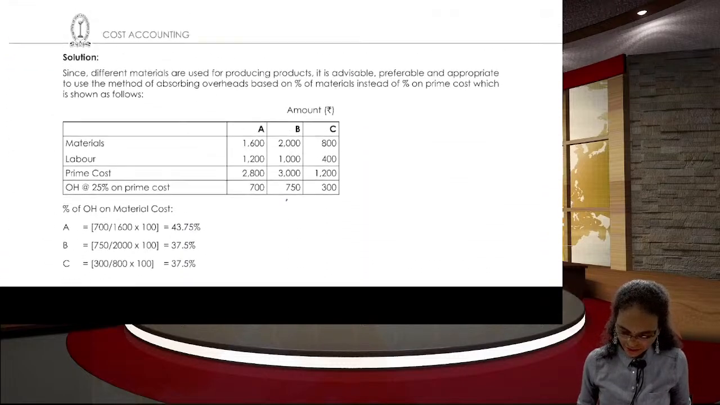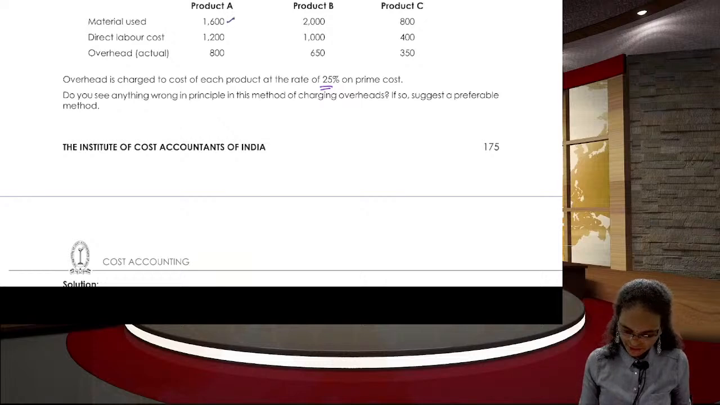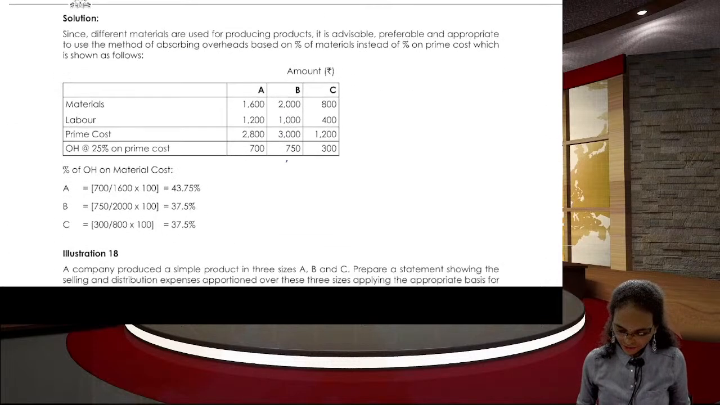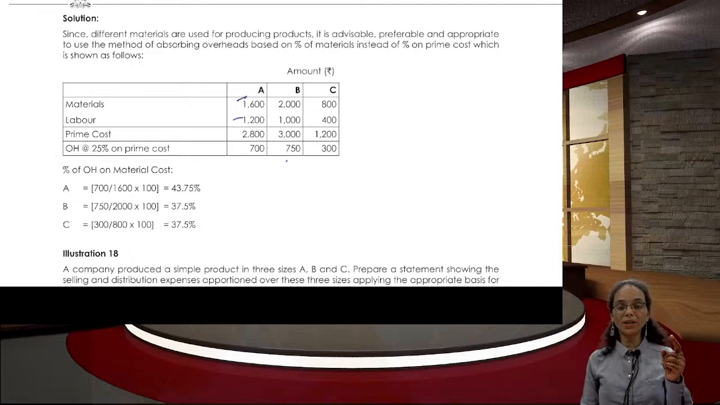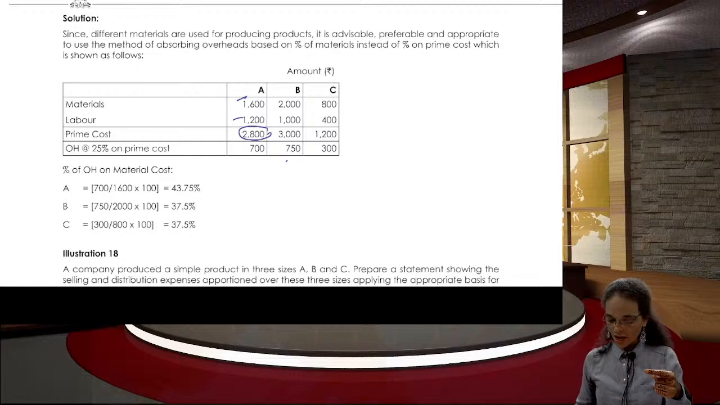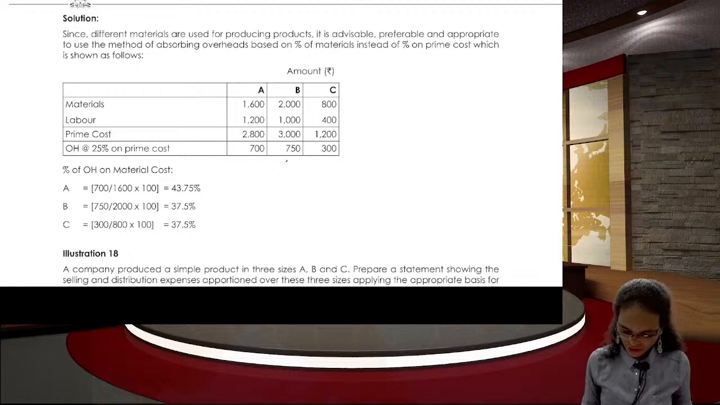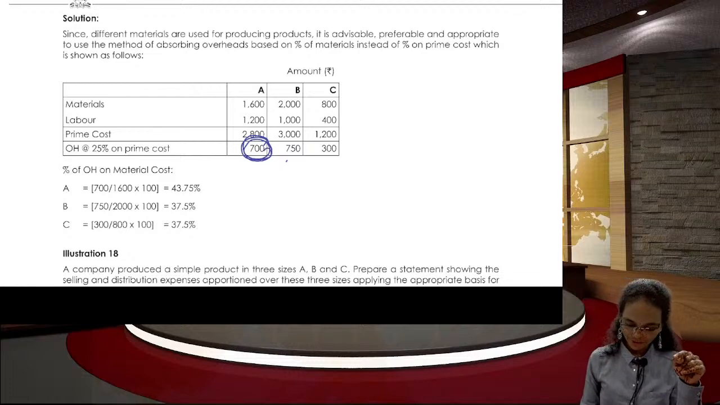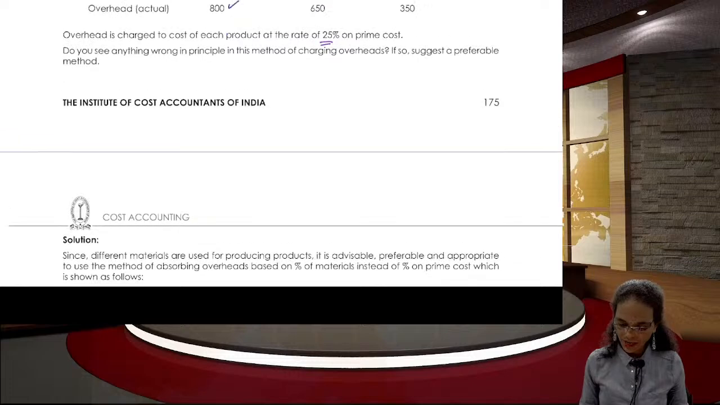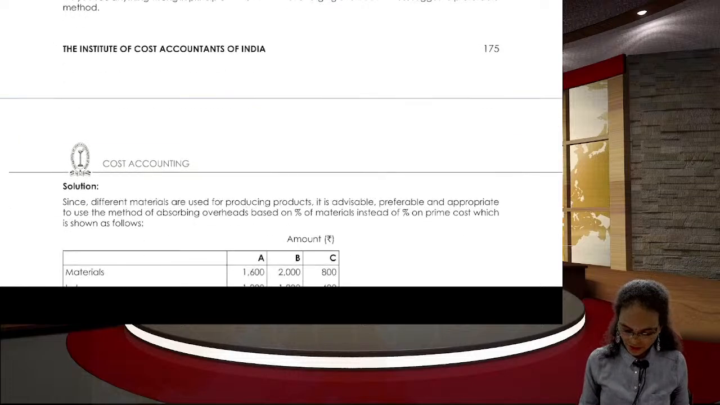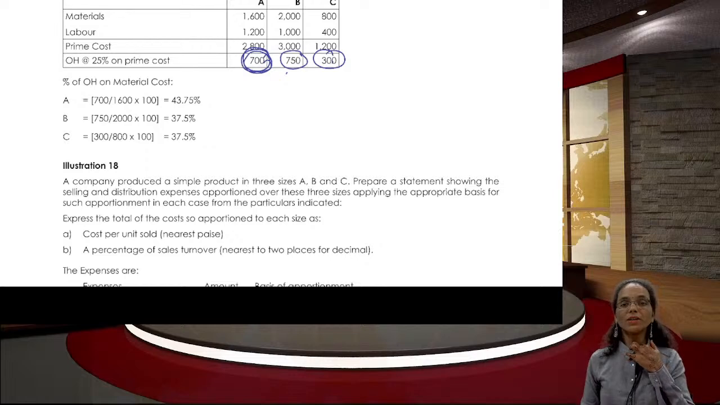See here, the question as it is written: 1600, 1200 and 800. 1600 and 1200 put together is the prime cost. Prime cost into 25%: 1600 plus 1200 is 2800, into 25% is 700. So 700 rupees is the factory overheads. As of now they are following 25% on the prime cost. But he is asking, do you have any concern? Do you want to say anything else?